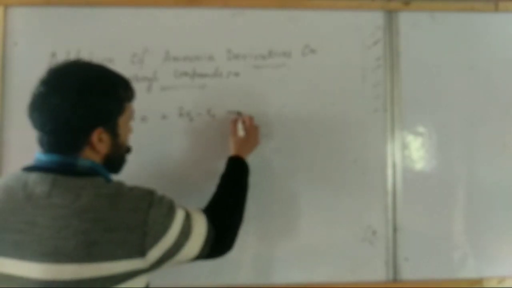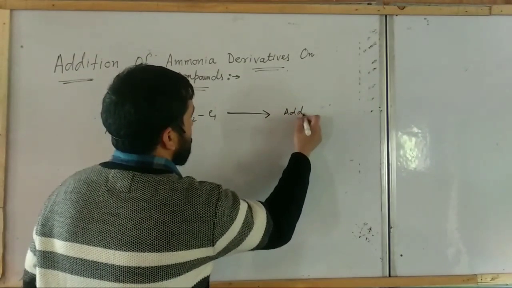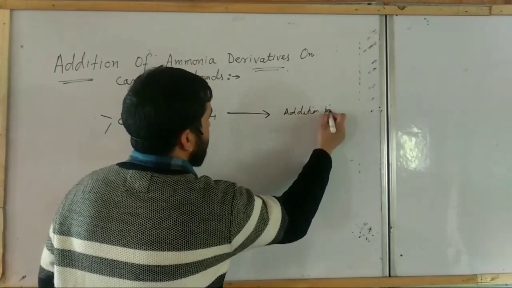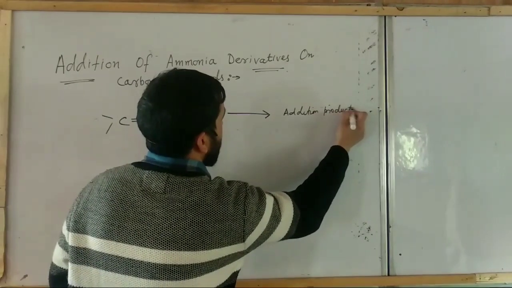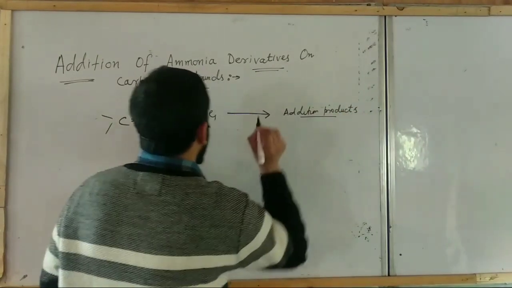जब ये carbonyl carbon पे attack करते हैं, these ammonia derivatives contain lone pair of electron on nitrogen, hence they act as nucleophiles. When they attack on these carbon-oxygen double bond or the carbonyl group, there is formation of addition products. Different ammonia derivatives जो है, they will form different addition products.